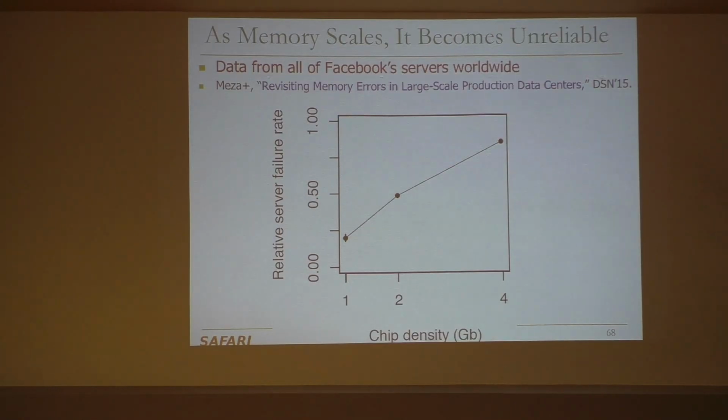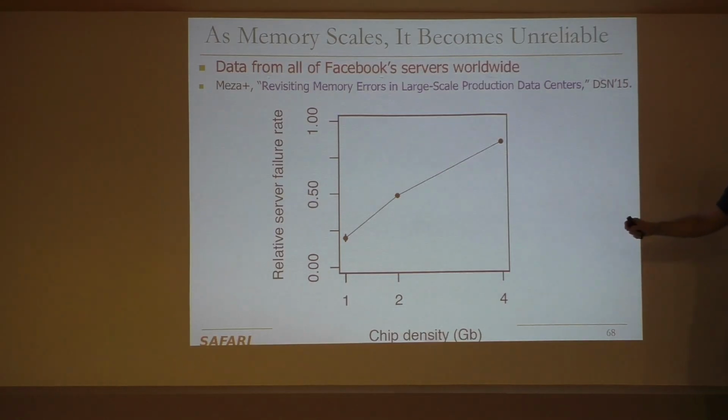So this is an example study that we did with Facebook. One of my students interned at Facebook, and we worked together with them. And we analyzed the memory errors that all of their servers worldwide see over the course of 1.5 years or so. And this is a correlational study. Basically, some servers have 1 gigabit DRAM, some servers have denser DRAM, some servers have even denser DRAM chips.